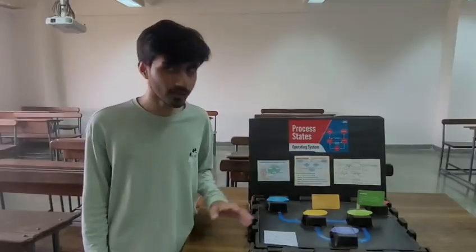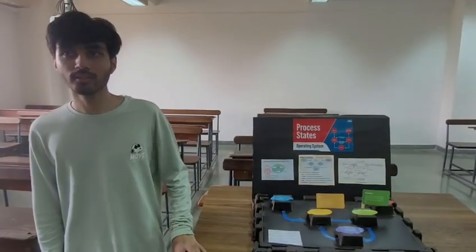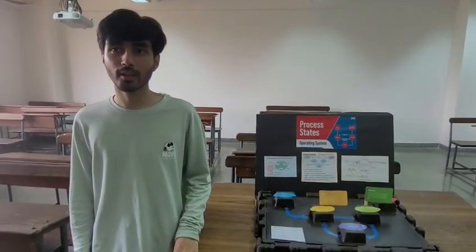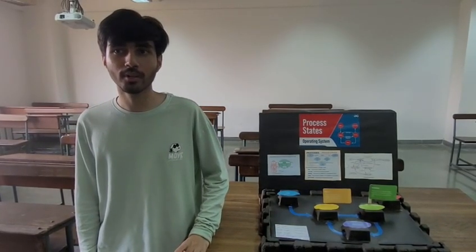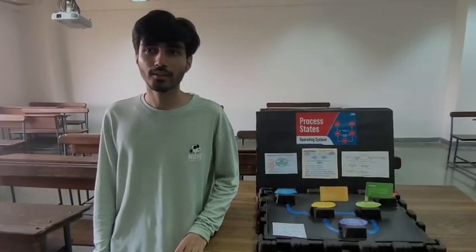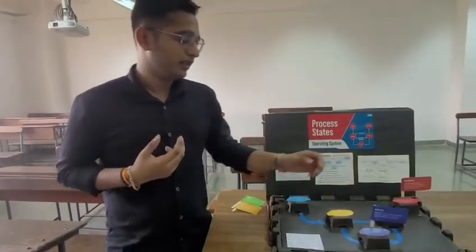When the process is chosen by the CPU scheduler, it moves to the running state. This is the state where the process is actively being executed by the processor. The instructions of the process are being carried out during this time. In a single core system, only one process can be in the running state at a time, while others remain in the ready queue.